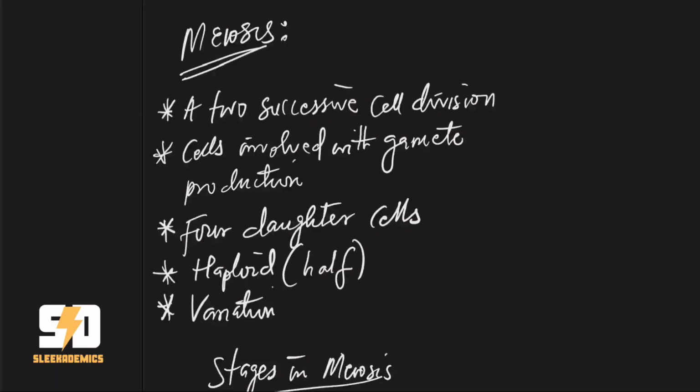Also, it gives rise to variation, meaning the daughter cells don't look exactly like their parent cell, unlike in mitosis that gives rise to clones or exact carbon copy of the parent cell. So these are the major features of meiosis. So we quickly look at the stages that are involved in meiosis.